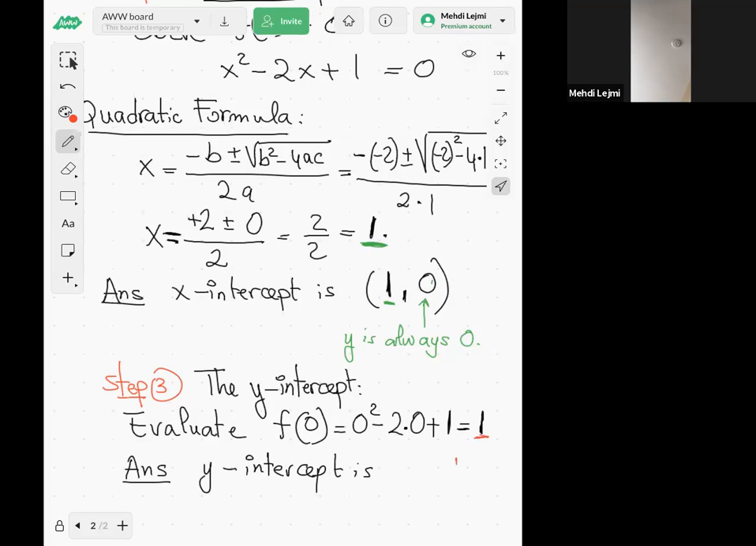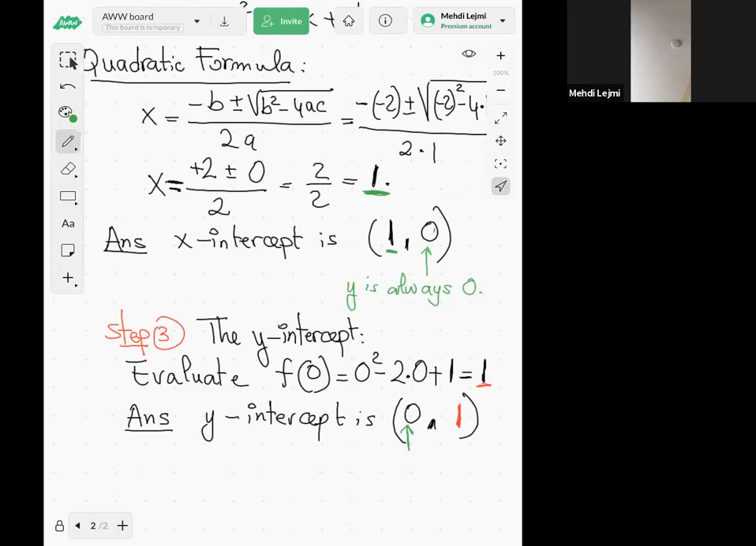So here's my 1. But again, you should use the points notation for the answer. For the y-intercept, the x is always 0. So (0, 1) is my y-intercept.